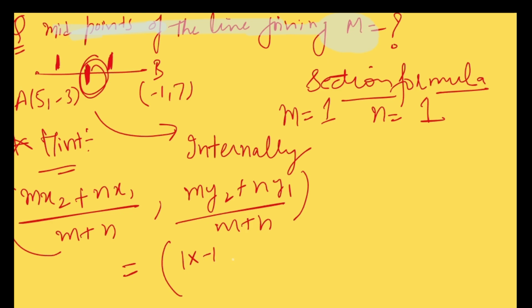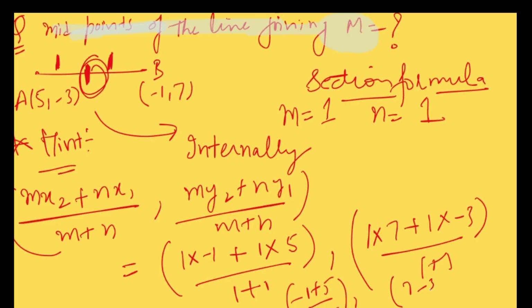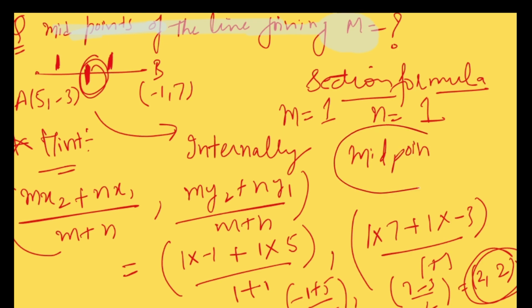1 multiplied by -1 plus 1 multiplied by 5 upon 1 plus 1. And the second is 1 multiplied by 7 plus 1 multiplied by -3 upon 1 plus 1. So the answer would be (-1 + 5)/2 and (7 - 3)/2. 4 by 2 is equal to 2, and 4 by 2 would also be 2. So the midpoint is basically (2, 2).